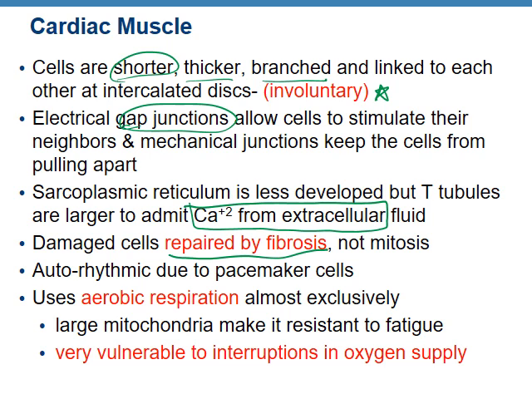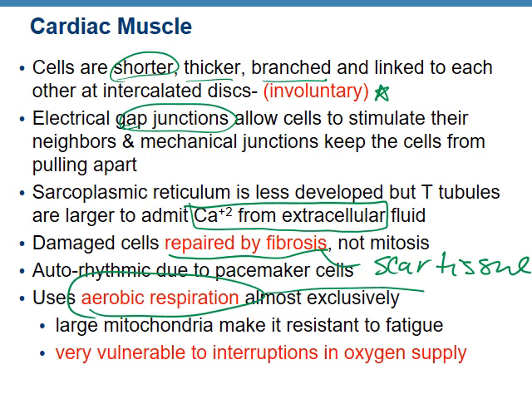They repair by fibrosis, so they do not completely regenerate. So remember, fibrosis was scar tissue. And then they use aerobic respiration. That is oxygen needed, yielding 36 ATPs. They are very vulnerable to interruptions in oxygen supply because they use aerobic respiration almost exclusively.